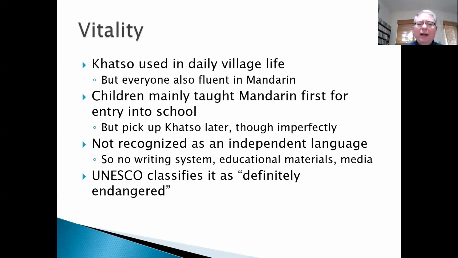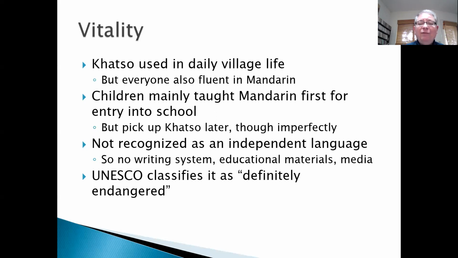Because the language is not recognized itself as one of the official minority languages in the nation, it does not get any resources to help protect or preserve it. So there's still no writing system for the language. It's not used in school at all, so there are no educational materials, and there are no media in the language. And in fact, the village is, in many cases, very modern.